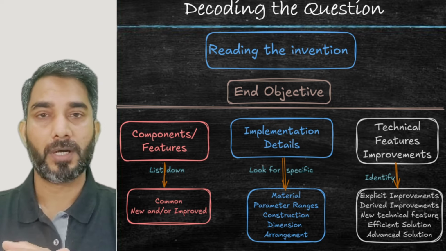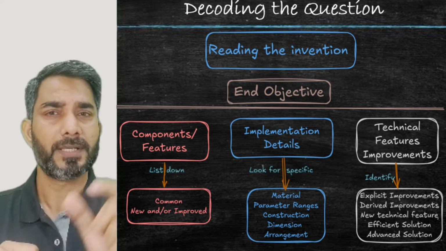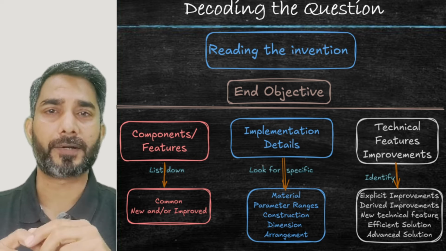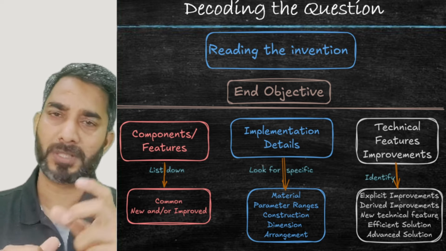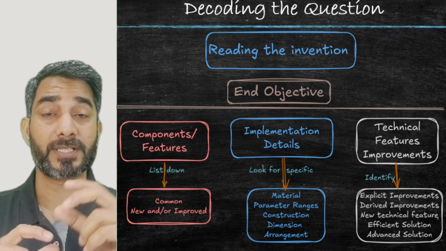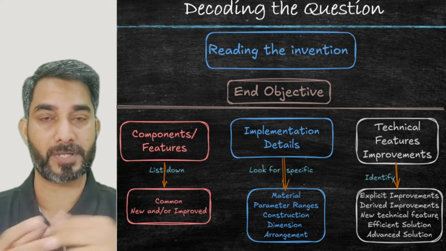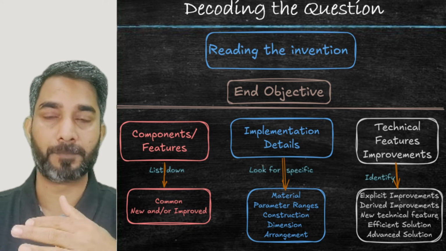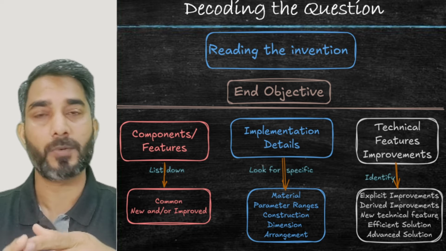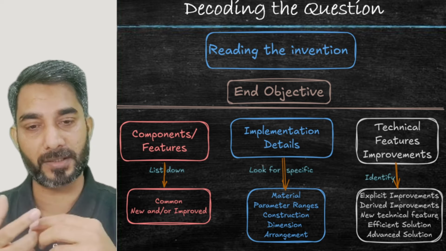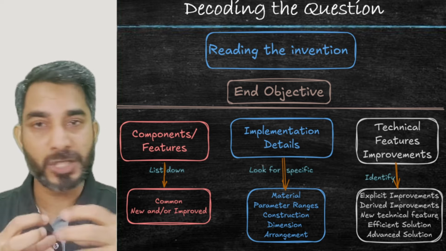Moving on, you will also realize that implementation details or specific roles are provided for each of these components. A few of the components would be common, the roles will be common, but for a few of the components they will talk a little bit more, or they will provide a bit more information. That information could be what kind of material is used, what kind of parameter ranges are provided, how that particular component is constructed, or what the dimensions are for that component, or what the arrangements of these components are together.